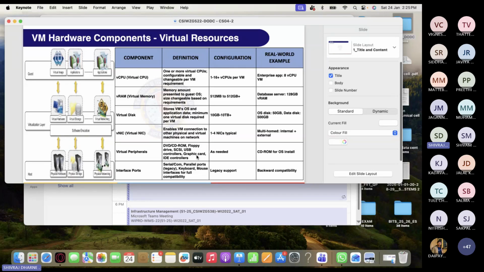virtual NIC. Anybody knows what NIC means? Anybody can tell me what NIC means? I'm not sure completely, but NIC will be useful for the switches and configurations. Yes, network interface card. Generally it's called network interface card.